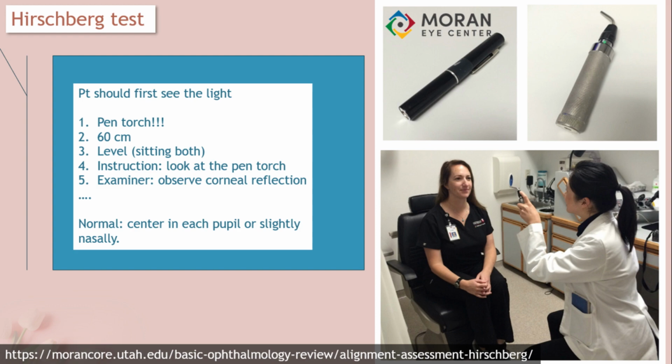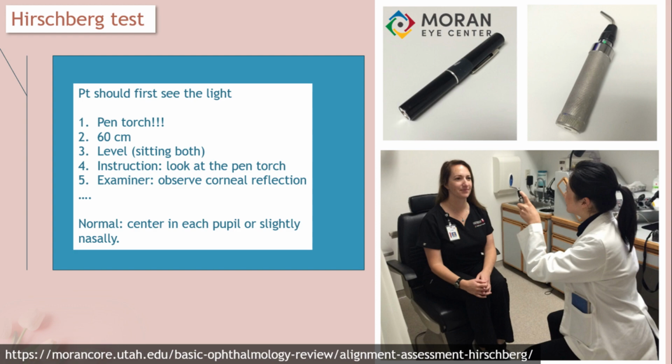In the Hirschberg test, actually, it's considered a test at near, because 60 centimeters is not a far object, okay? But we are trying to stay as far as we can from the patient, because we don't need much convergence, and we don't want to cause discomfort to the patient from the light. So we usually stay 60 centimeters or 2 feet from the patient's eye.